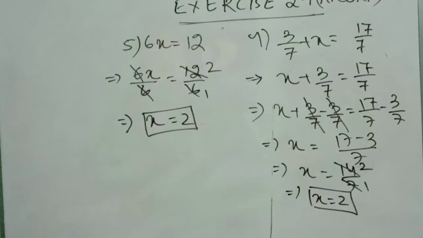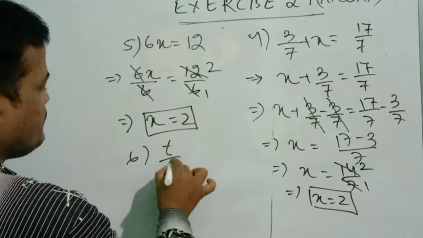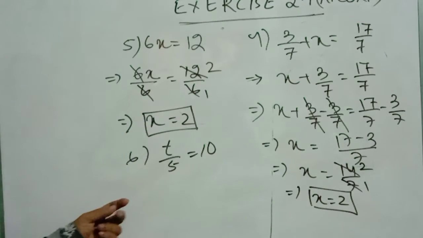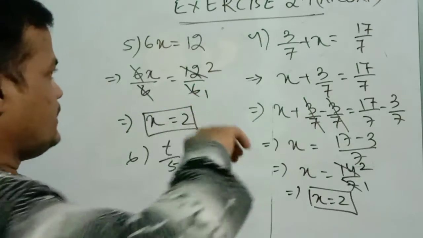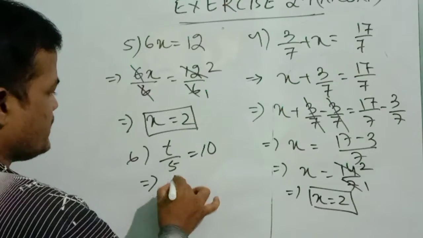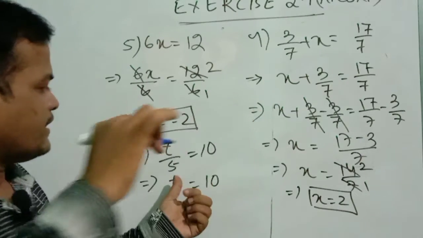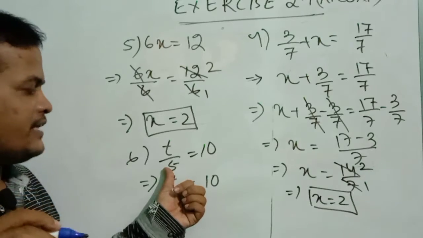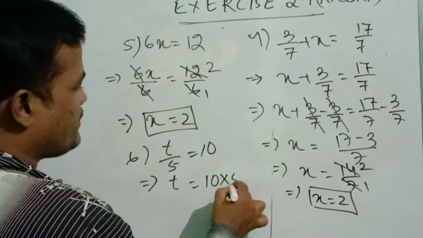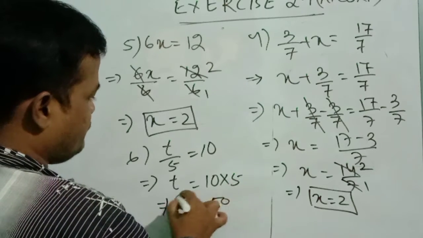Number 6, t by 5 equal to 10. Now let us do it in the transposing method. This is your balancing method; let's do it in the transposing method. In this case, t equal to 10 will remain on the right side. So here 5 is divided, on the right side it will go to the opposite side, meaning it will be multiplied. That means t is coming to 50.